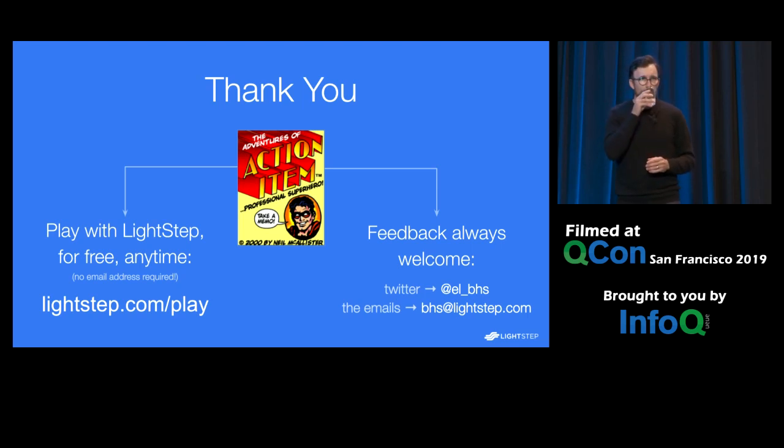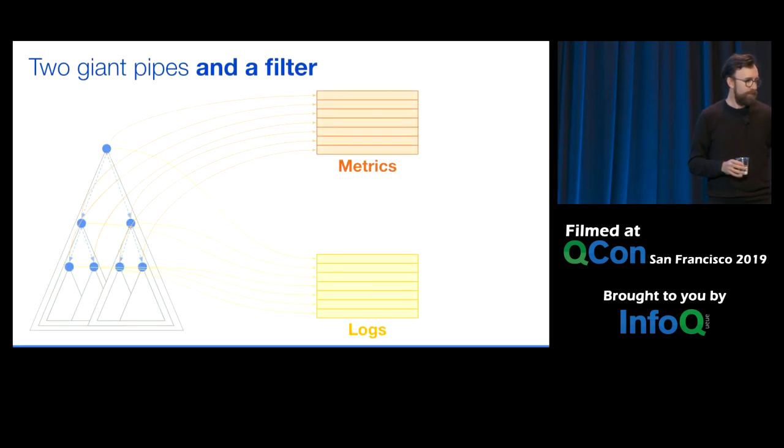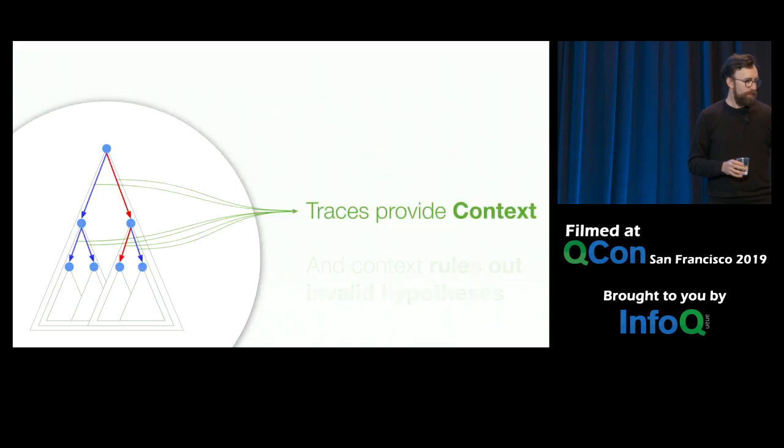So you had your three pillars, which were metrics, logs, and traces. I don't really know what you mean by trace. Can you define trace and how it compares to metrics versus logs?